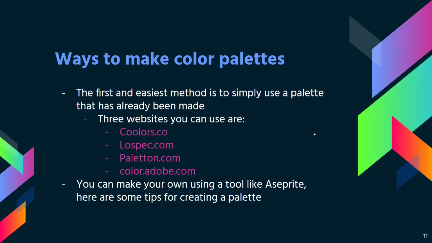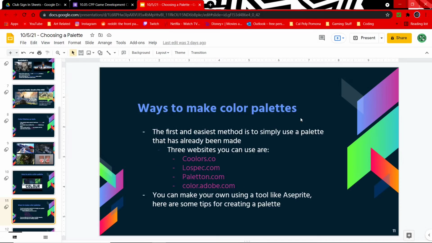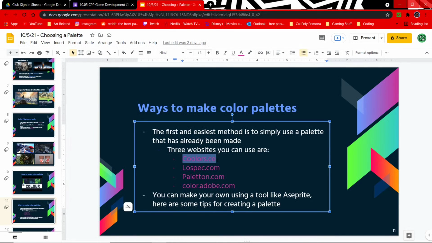So now that you know how you can use color palettes, we're going to talk about ways that you can create them. The first and easiest way is to simply just use a palette that's already been made. I did this personally with my team. We used, these are not 3 websites, these are 4, my bad. We used one of these websites to get a color palette for our game, and then I added a few colors as well. We're just going to go to them since we have time.